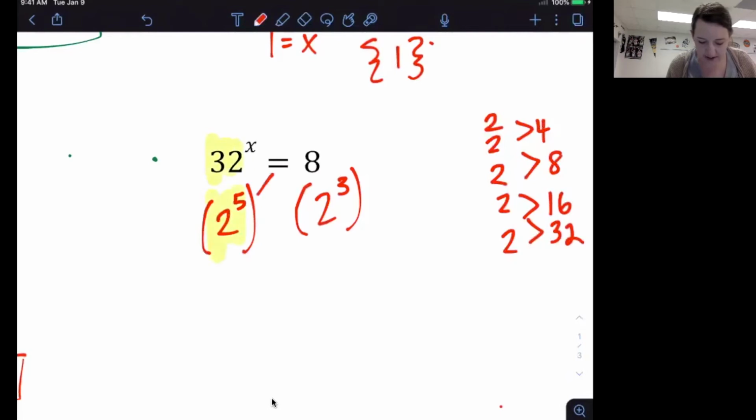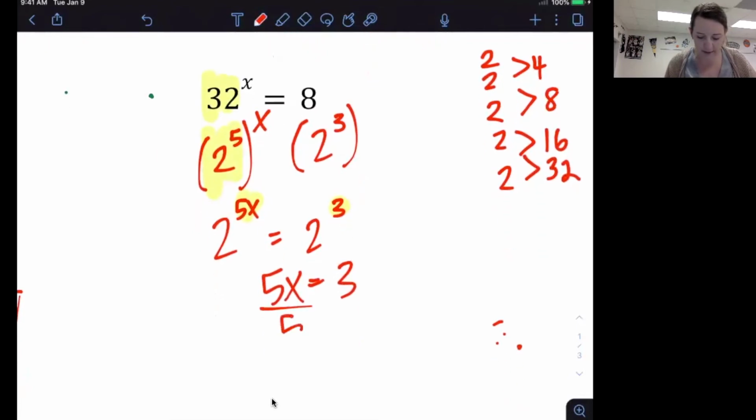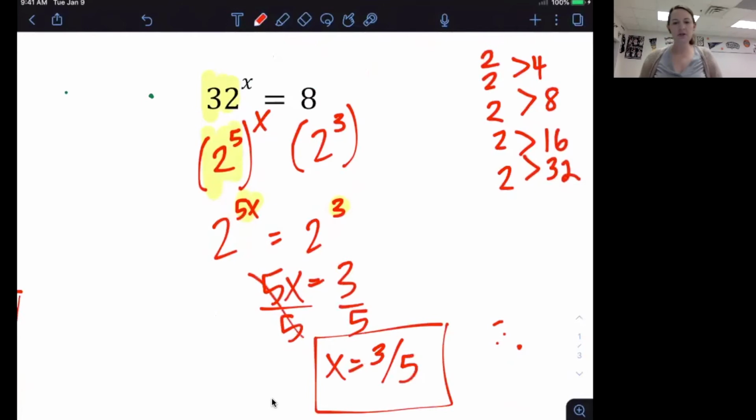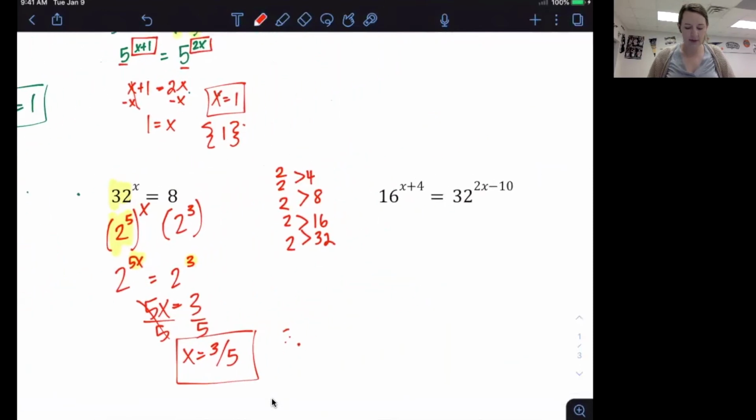So I've still got this x up here at the top. So this is really 2 to the 5x power equals 2 to the 3rd power. So now we can take these exponents and set them equal to one another. 5x equals 3. When I divide by 5, I find out that x equals 3/5. So if I typed in 32 to the 3/5 power, it would give me a value of 8. And that is a true statement.